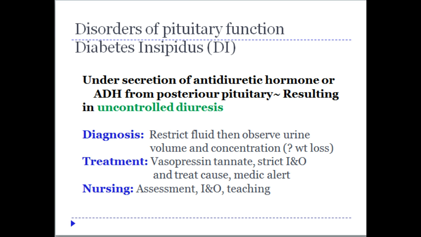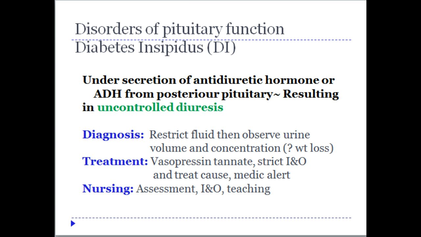How do we diagnose this? They do a UA, and they will note that the urine is going to be very dilute, so the osmolality is going to be very low. They're going to withhold fluids and watch to see if this child continues to void. And then we can look at ADH in the lab values. So as you can see up on your slide, you're going to diagnose first by restricting fluids and observing for urine loss and concentration, and whether or not the child's lost weight.